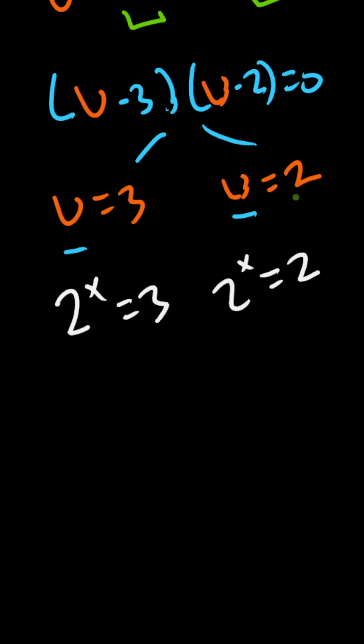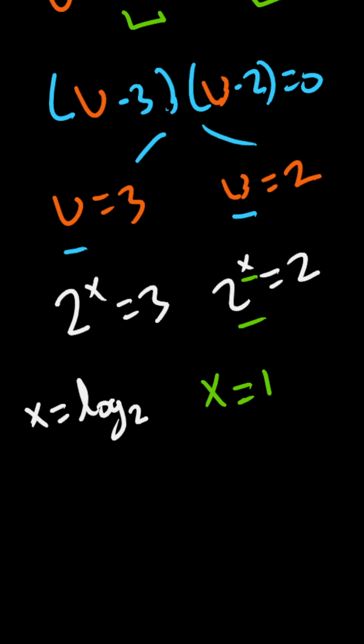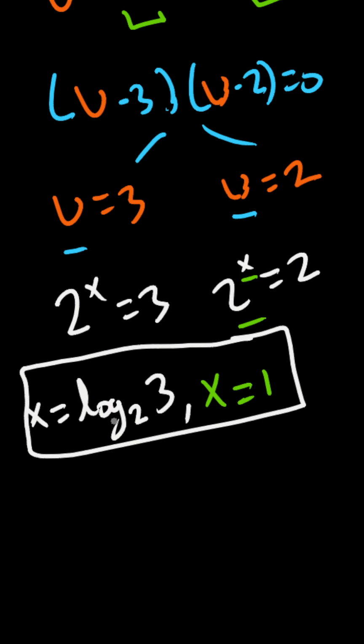Now we can solve this one pretty easily. 2 to the power of x equals 2. That must mean that x equals 1, because 2 to the power of 1 is 2. But over here, 2 to the power of x equals 3, we're going to solve that using logarithms. So we can rewrite this as x equals log base 2 of 3. And those are our two solutions for x. Log base 2 of 3 and x equals 1.